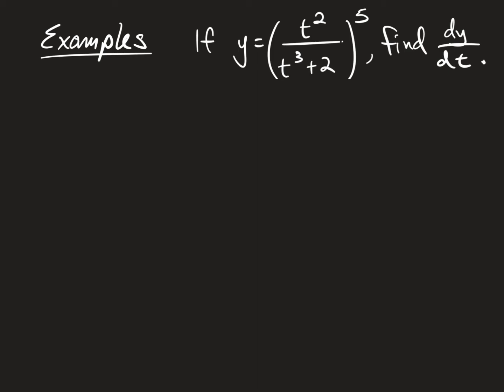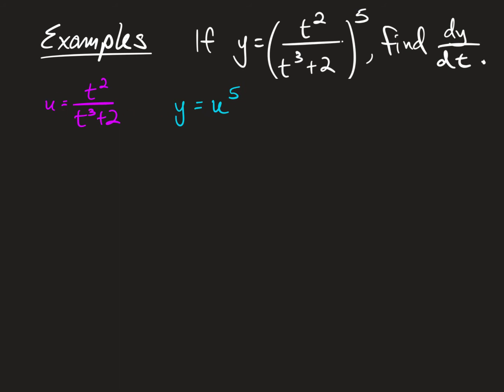For the next example, if y equals t squared over t cubed plus 2, all of that being raised to the 5th power, find dy dt. So again, we just need to decompose this. There we go. So you can see the inside function here is t squared over t cubed plus 2, and the outside function is just that, u being raised to the 5th power.